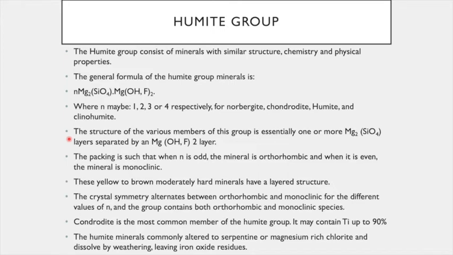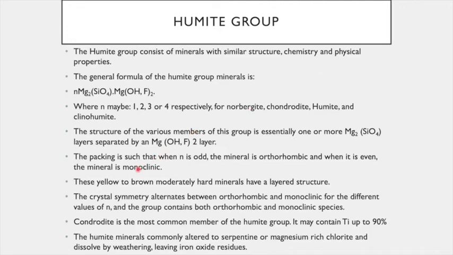Let me explain it to you. The structure of the various members of this group is essentially one or more magnesium silicate layers separated by an Mg(OH,F)2 layer. The structure of various members of this group is essentially one or more norbergite layers separated by olivine layers. So it's kind of mixed with norbergite and olivine, norbergite and olivine, norbergite and olivine.